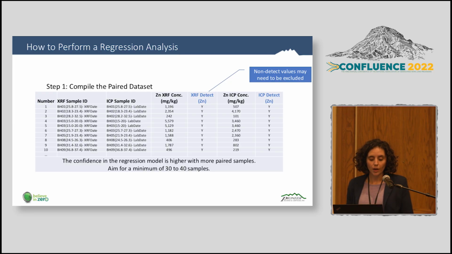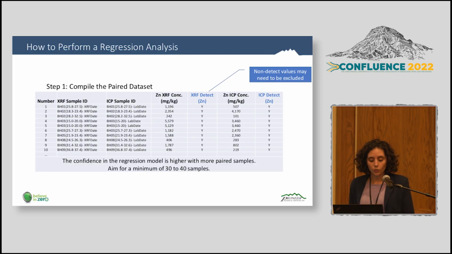One thing to keep in mind when you're compiling your paired data set is you want to keep track of which samples are non-detect. Depending on what you're doing, sometimes you want to remove those non-detect sample pairs. The XRF especially, they don't always have the best detection limits, and so sometimes it's better just to take the samples that have non-detect XRF results out of the analysis and just go with your detected results.